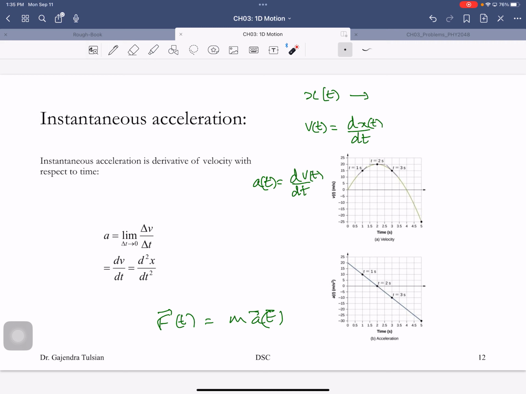Instead of acceleration, it's just a double derivative of the position. That's right. So that's what this is saying. Very good.